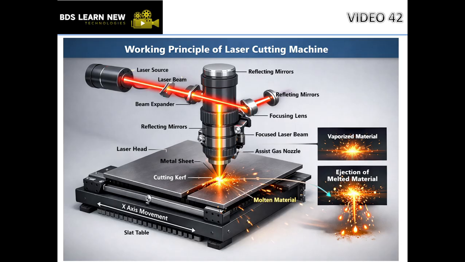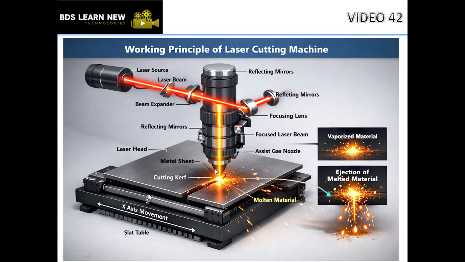In this case, we have the laser source. The laser beam is generated from this laser source and passes through the reflecting mirrors, and then through the focusing lens. After passing through this focusing lens, the focused laser beam is produced. This beam, along with the assist gas nozzle, cuts the sheet metal like this. There is a kerf width, the cutting width, which is the width we use for this cutting.